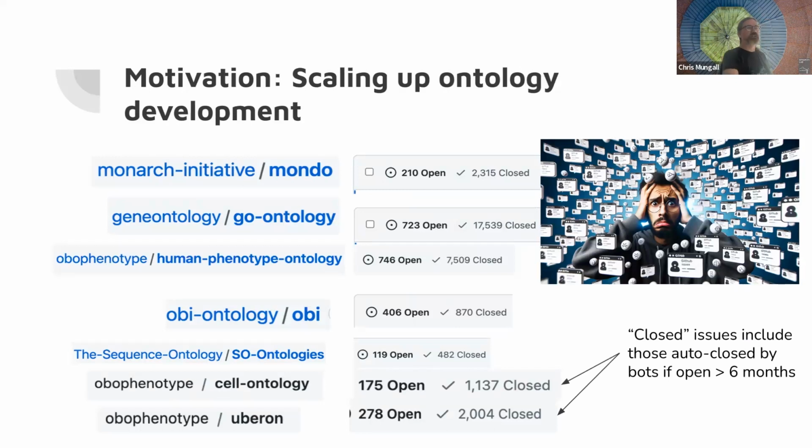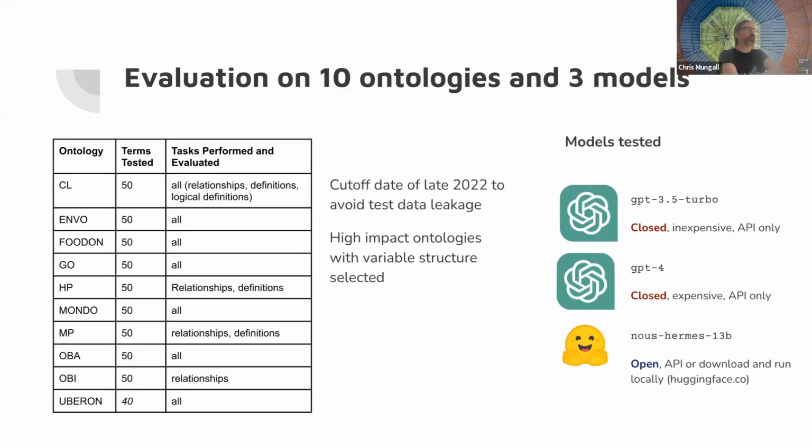So there's clearly a need for this. I think many of us on this call work on or with ontologies. We're all familiar with the number of open issues in a number of these ontologies. Many of these are hard issues, but many of them are maybe slightly more rote things that we could use automation to help move forward more quickly.